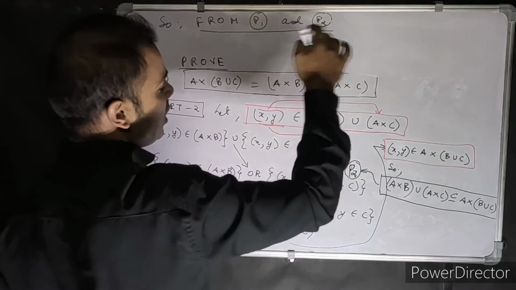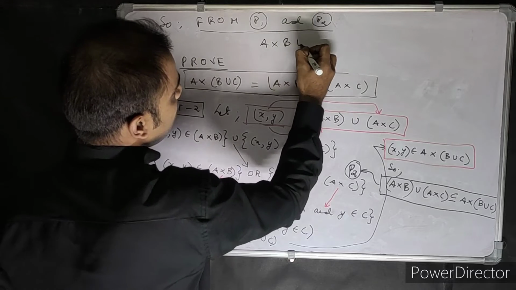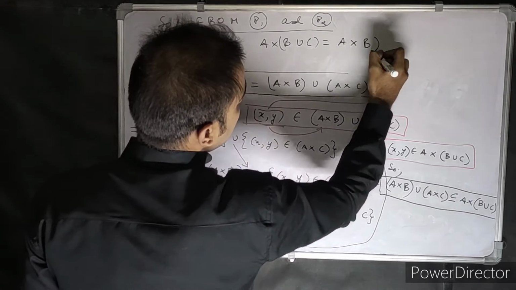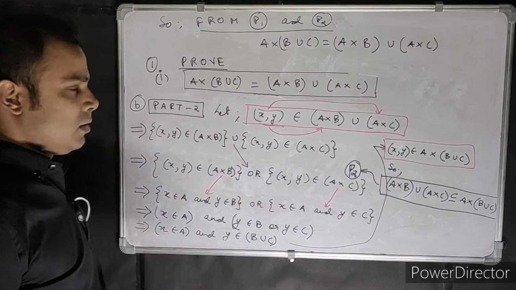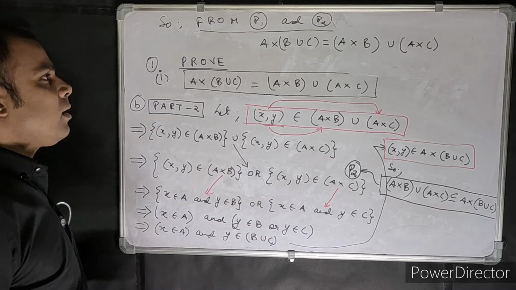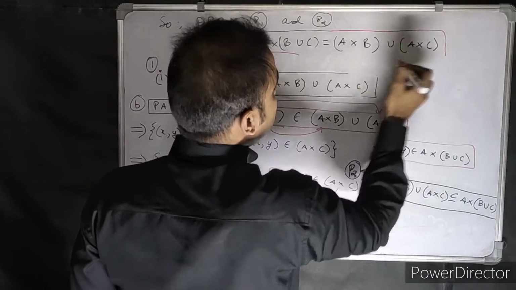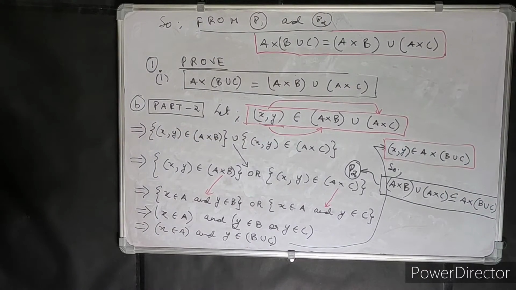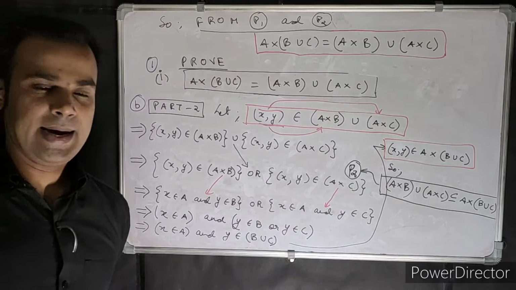P1 and P2. From P1 and P2 you can write A cross B union C is equal to A cross B union A cross C. That's it. You have proved it, and you have proved it how? From part 1 and part 2, combining both of them, you have proved that this is equal to that.